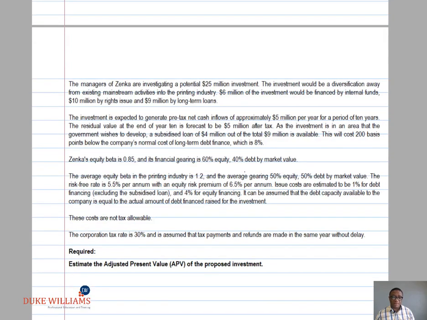So let's look at this basic example here. If we take this as an illustration, just to demonstrate the APV principle, it says the managers of Zenka are investigating a potential 25 million investment. So presumably this is the initial capital. It says the investment will be a diversification away from existing mainstream activities into the printing industry. Now, 6 million of the investment will be financed from internal sources, and then 10 million by rights issue. That makes it 16. And then we have a 9 from long-term loans. So call it, this will be our debt.